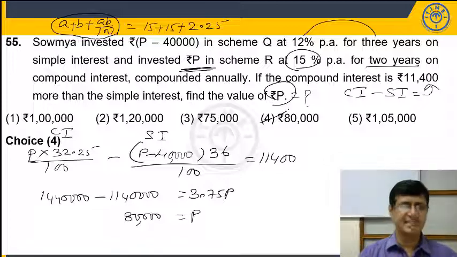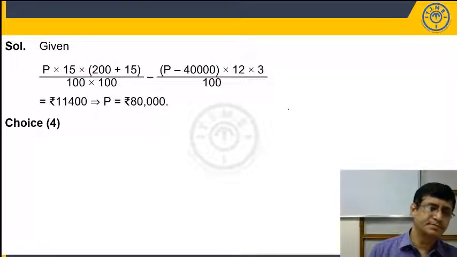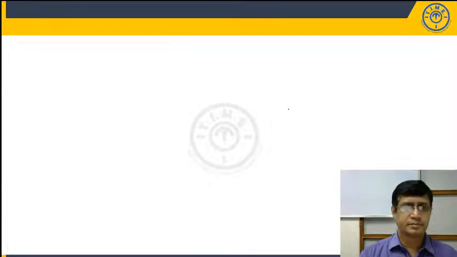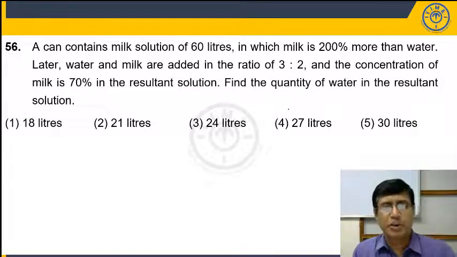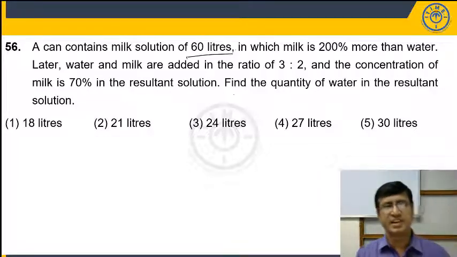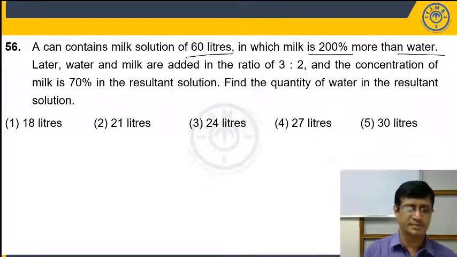Okay, now look at the next example on your screen. This is a type of solution here. Yes, my dear students, question number 56. Hope you are copying all this information. Right, question number 56. A can contains milk solution of 60 liters in which milk is 200% more than that of water.